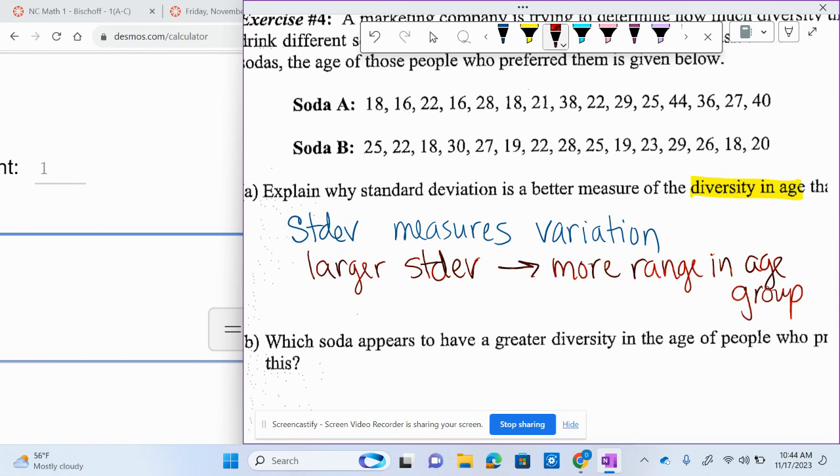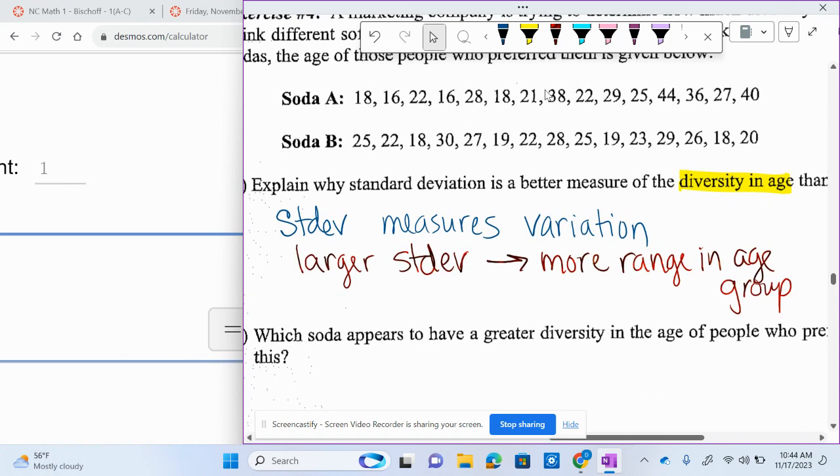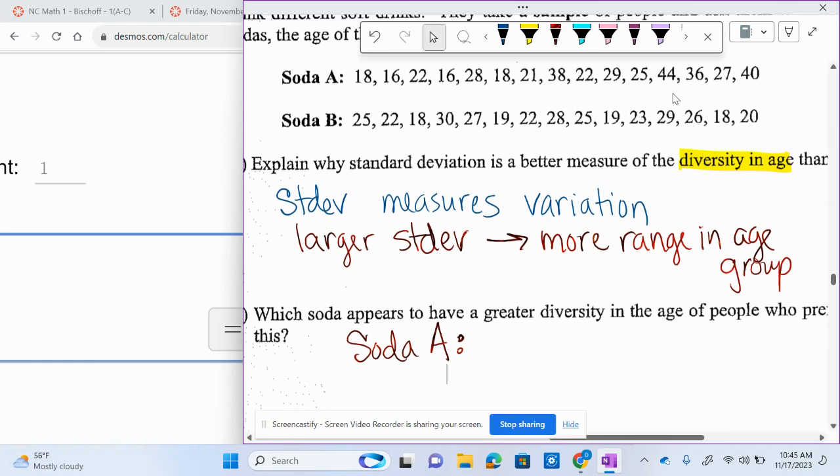So looking at the two data sets, soda A or soda B, Olivia, pick your head up for me. Soda A or soda B, which soda do you believe appeals to a larger age range? Why do you say that? Say again. It goes up to 40. What's the range in the ages of people that like soda A? What's the youngest person? 16. What's the oldest person?